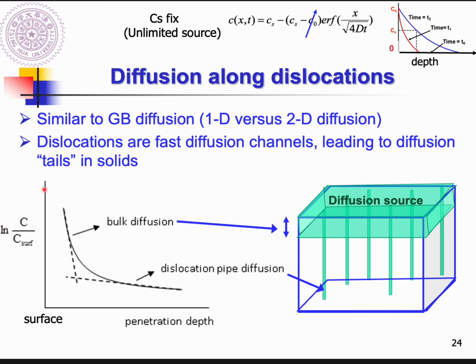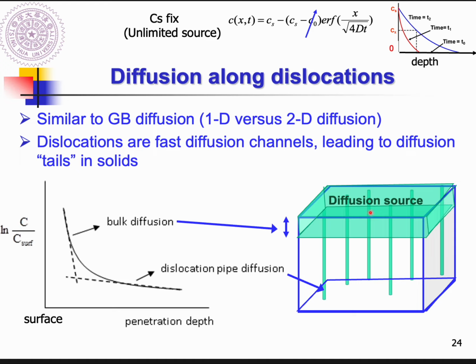is the concentration of diffusing atoms as a function of penetration depth? What we have here is a substrate, and we also deposit a diffusion source on the top of our substrate. And inside this substrate, we observe there are several one-dimensional dislocations perpendicular to our surface. So it will be perpendicular, right?